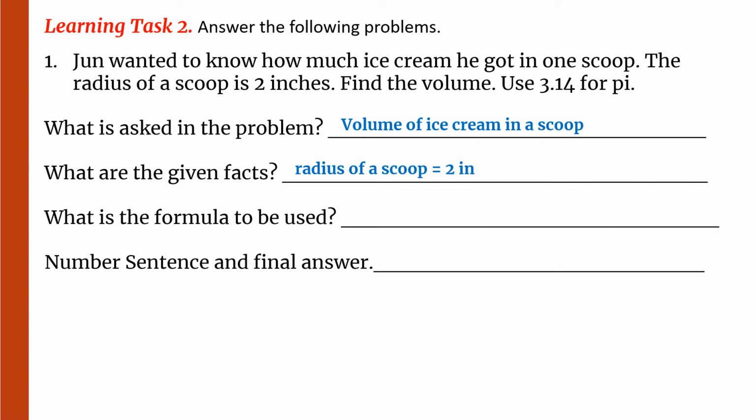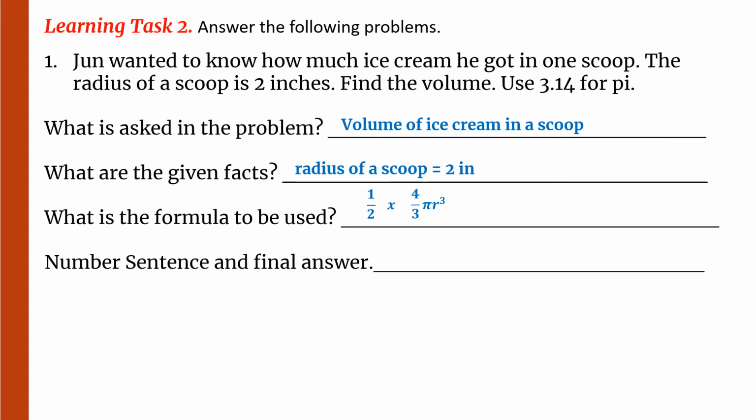What are the given facts? Radius of a scoop, which is 2 inches. What is the formula to be used? 1/2 of 4/3 pi r cubed. If you notice, children, we use 1/2 of 4/3 pi r cubed. Itong 4/3 pi r cubed ay volume of a sphere. As we know, kapag sinabing ice cream scoop, kalahati lang ito ng sphere. Diba? Pag nabili tayo ng ice cream sa maglalako, nakikita natin, kakalahati lang yung pang scoop. Kaya ito ay naging 1/2 times 4/3 pi r cubed.